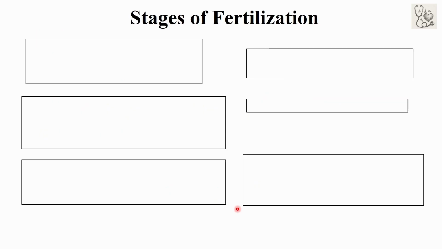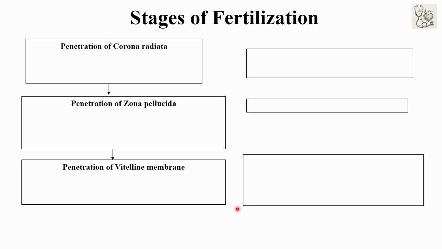Talking about the stages of fertilization, the first stage includes penetration of the corona radiata. The second stage includes penetration of the zona pellucida. The third stage includes penetration of the vitelline membrane. We can see here that these three are the fertilization barriers. So this fertilization barrier must be penetrated first. Now the fourth step is the formation of the female pronucleus. The fifth step is the formation of the male pronucleus, and the sixth stage is the formation of the zygote.